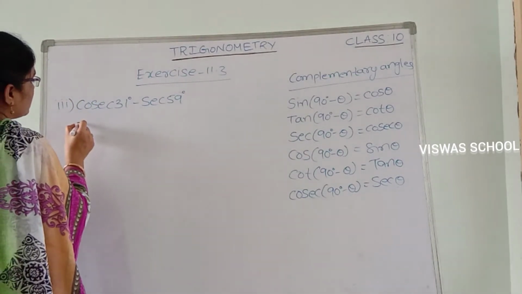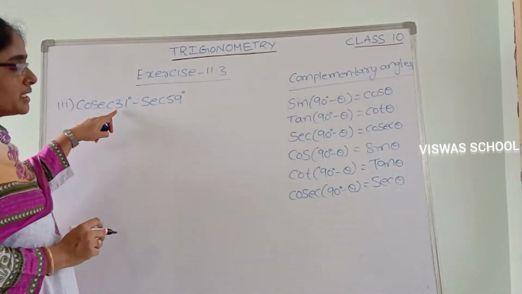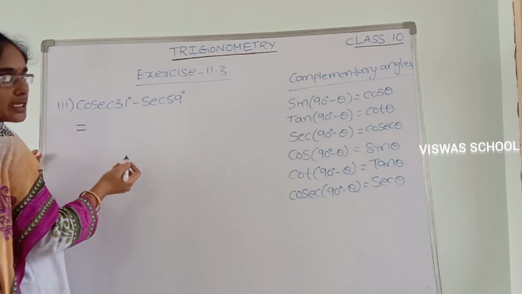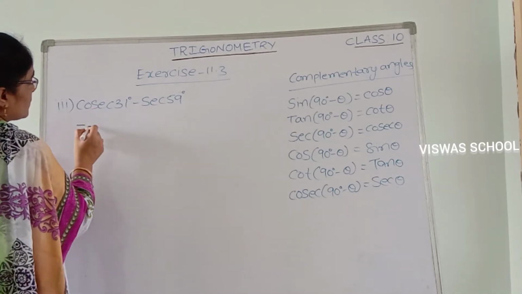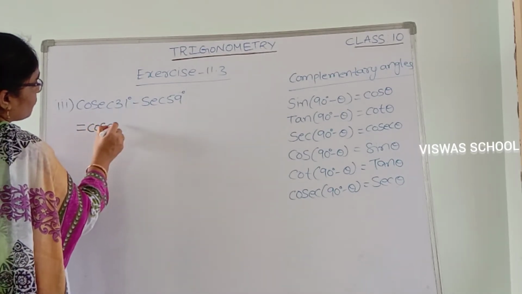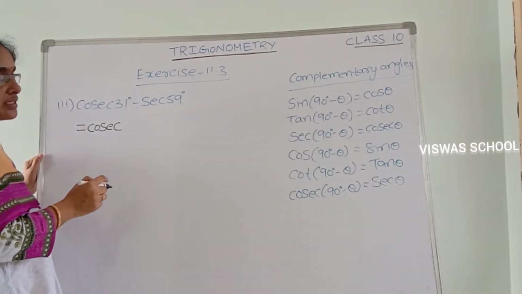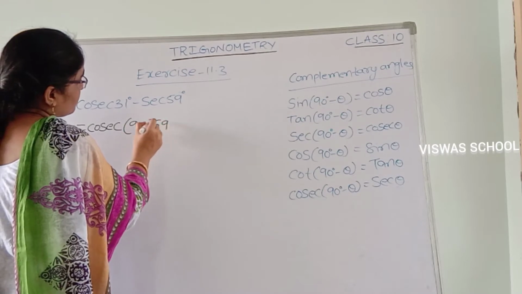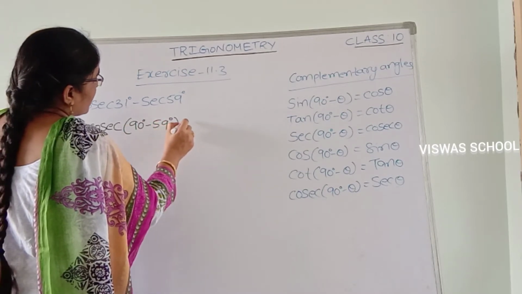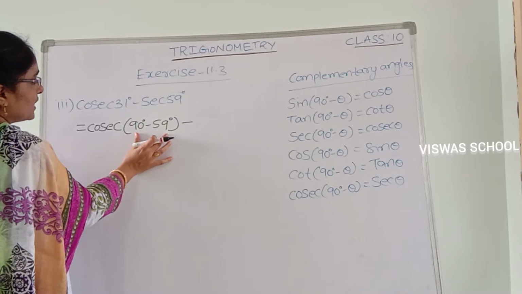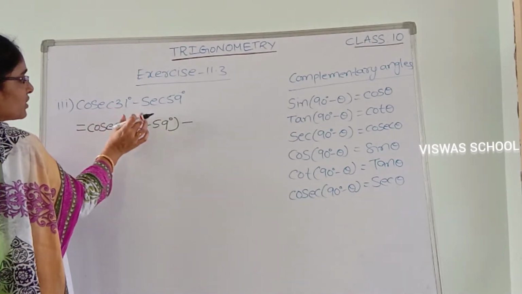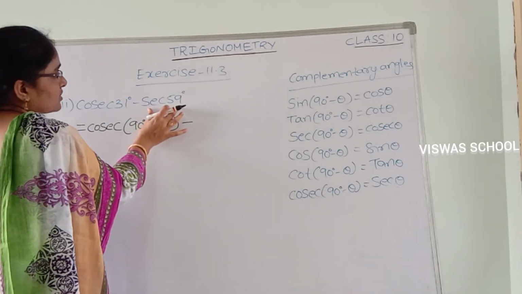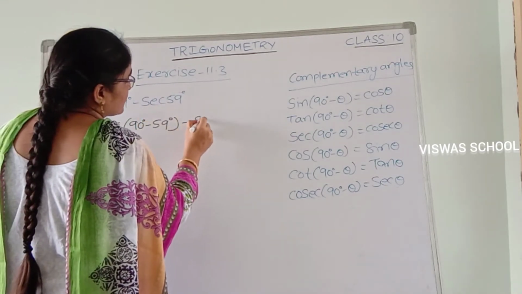That is how you write this here. Cosecant 31, and how do you write it? Change cosecant theta or secant theta as you wish. Here, cosecant of, how do you write this 31? That is 90 minus 59. In the place of 31 I am writing 90 minus 59. And next, minus secant 59 stays as it is.